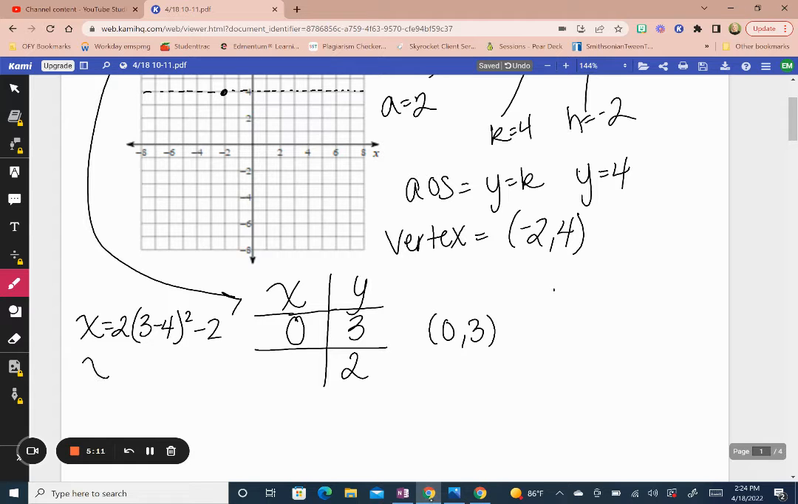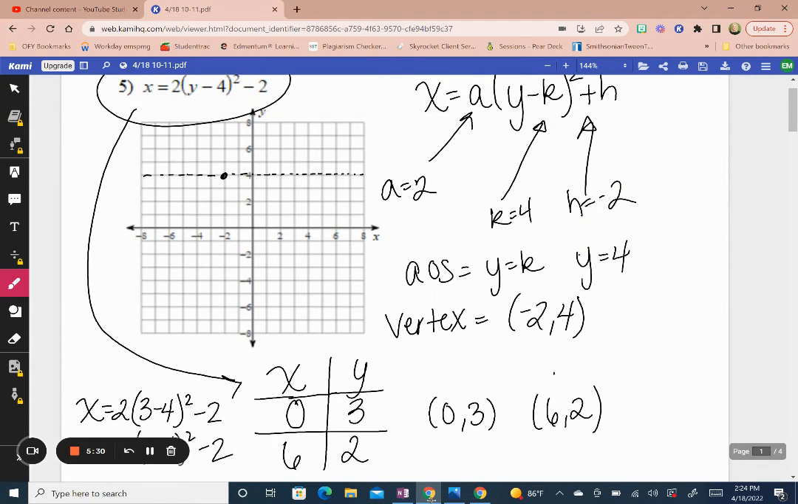So it's going to be x equals (2 minus 4) squared minus 2, which is 2 minus 4 squared minus 2, and that gives us 6. So 0, 3 and 6, 2. So 0, 3 right here, and then 6, 2, which is right here. Okay? And then to finish this up, we reflect it across the y-axis.